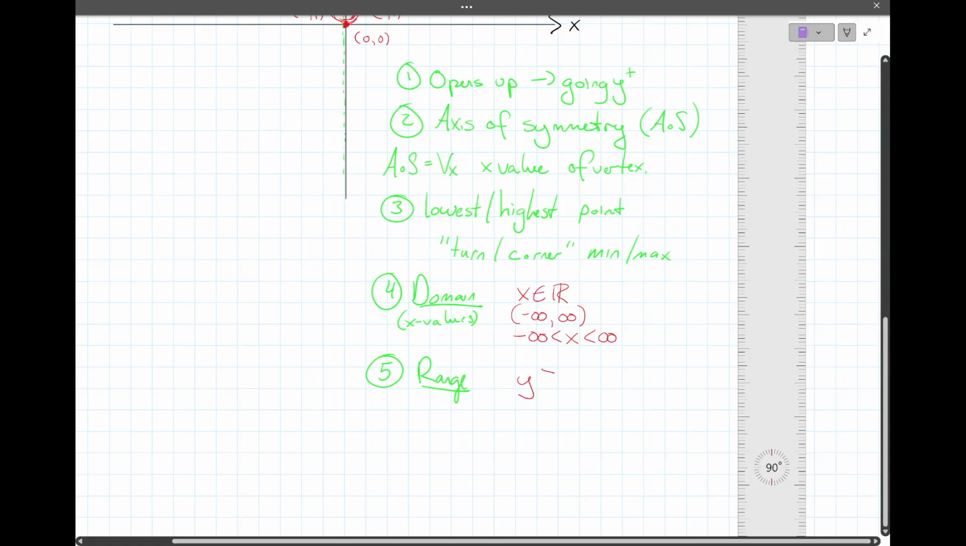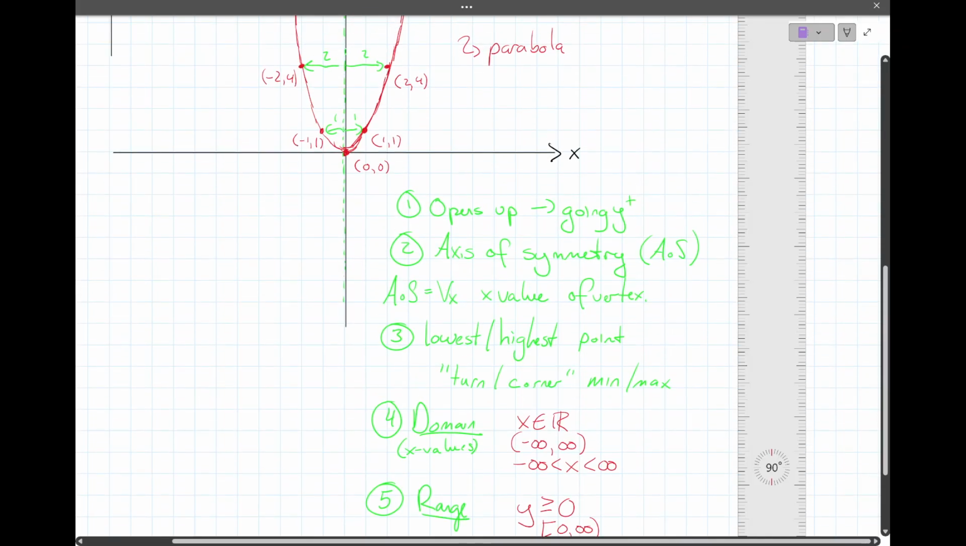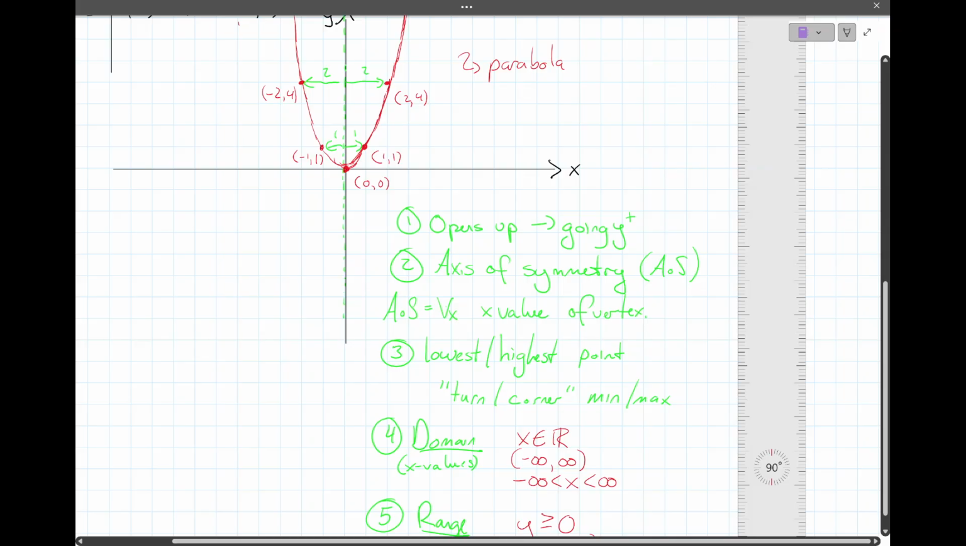So y has to be greater than or equal to 0. All my function values start there. I could also write this as from 0 to infinity like that. So there's a couple ways I can write that. It's not all real numbers. Y can't be any negative number. No y show up there. When I look at domain, domain can be anything here.